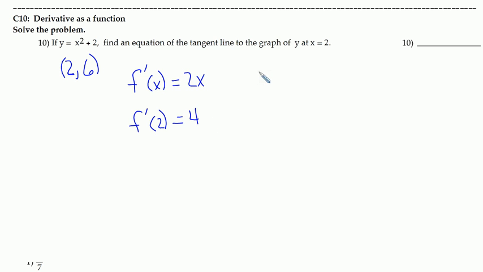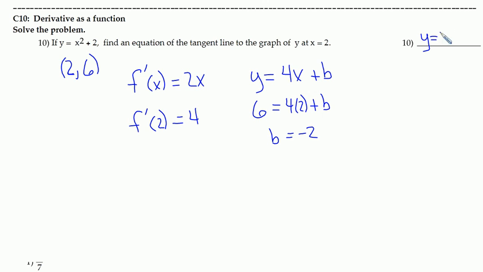So we know that this equation is y equals 4x plus some unknown b value. We'll put in our 6 for the y and 2 for the x, and find out pretty quickly that b is -2. So my equation is y equals 4x minus 2. That's it.